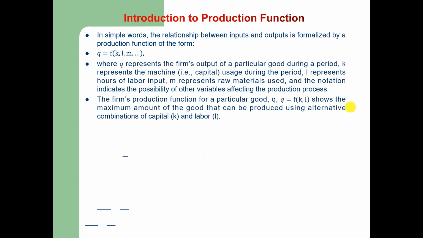The firm's production function for a particular good Q can be expressed as a function of capital and labor, and it shows the maximum amount of the good that can be produced using alternative combinations of capital and labor.